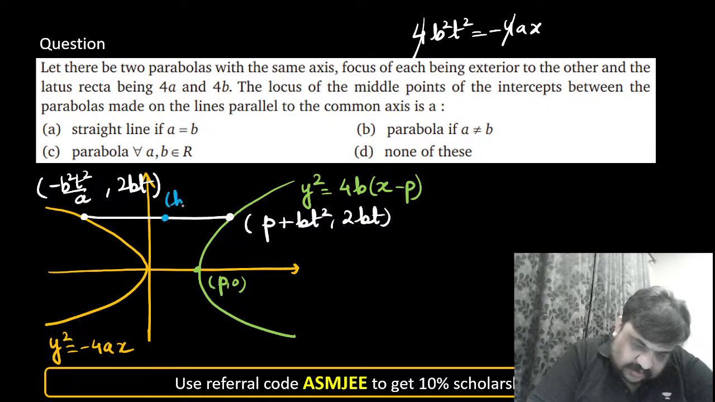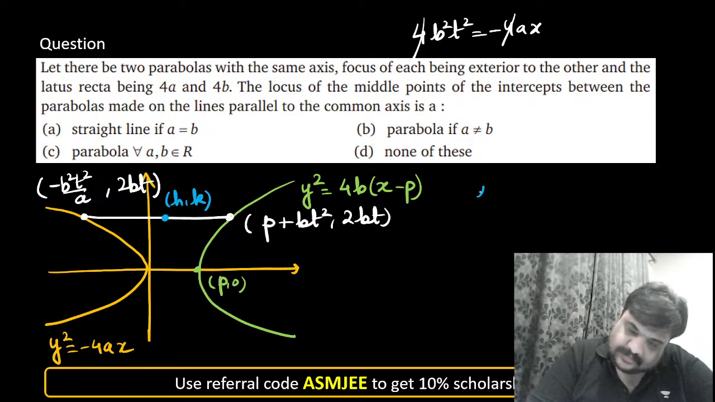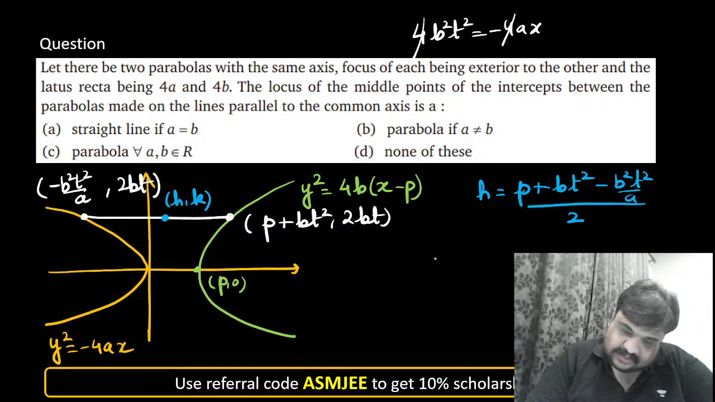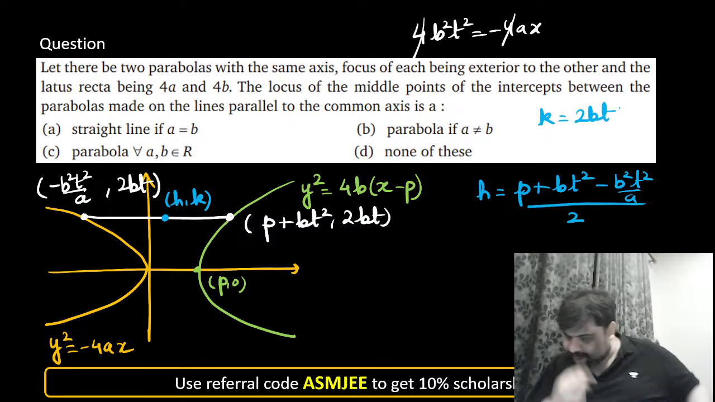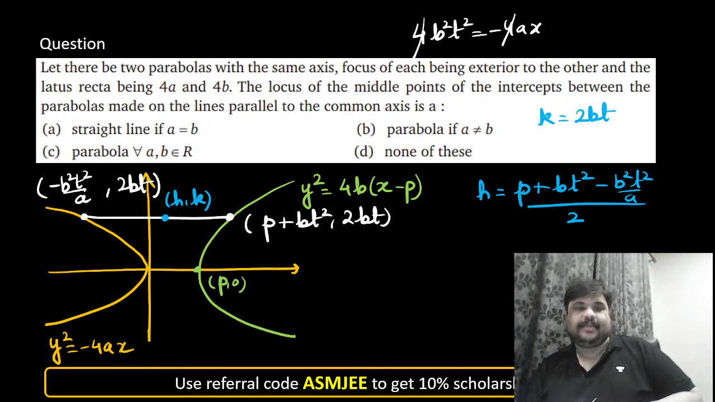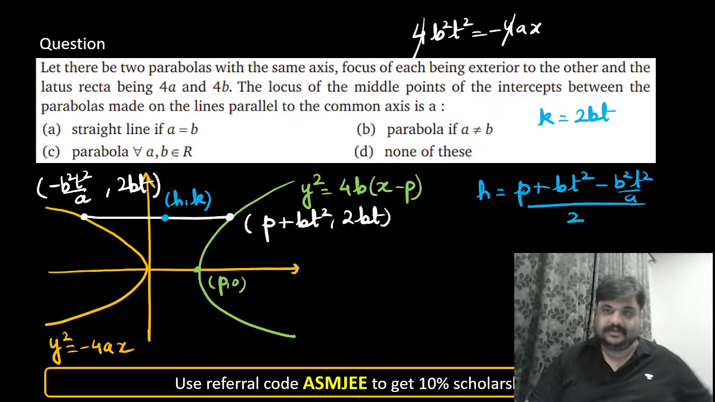So this is h comma k. H is going to be the midpoint, so p plus bt square minus b square t square by a by 2. This is h. And k will be 2bt. Now we have to eliminate and find the locus.